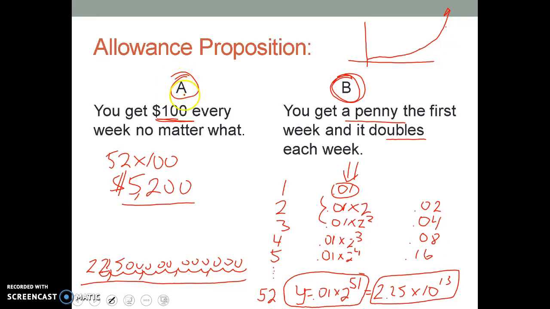Now, that may not change your opinion about whether you would choose option A or option B, because $100 a week is still a good option. But if you can get $22 trillion at the end of a year, you might want to pick that as well. All right, let's pick a different scenario.